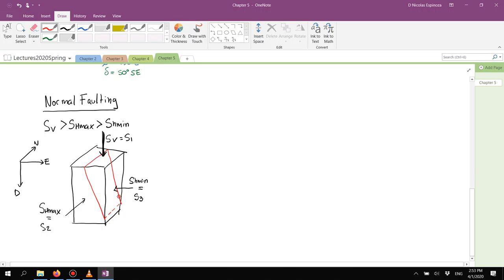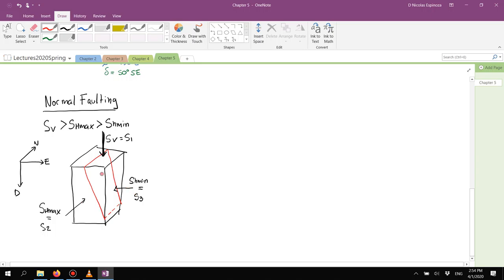All right, so let's try to understand why I drew this plane like this. First of all, we need to recognize what is going to be the orientation of this plane. And if you notice, this plane is in the same direction as the intermediate stress. So this line of the intermediate stress is contained in this plane, which means that S2 is really not affecting the direction of that plane. It's not affecting the orientation because it's in the same plane. The ones that are causing the orientation of that plane are S1 and S3.